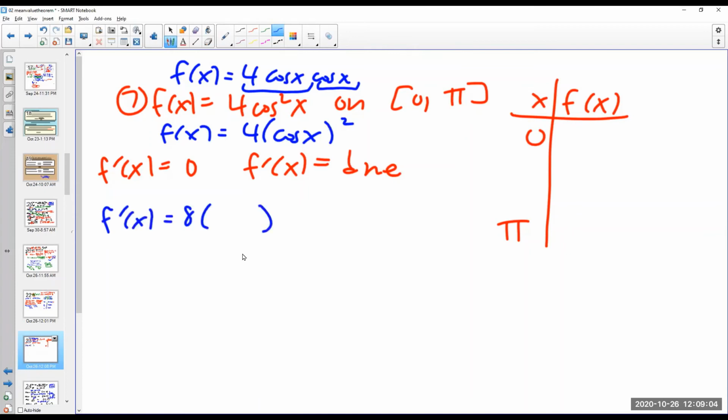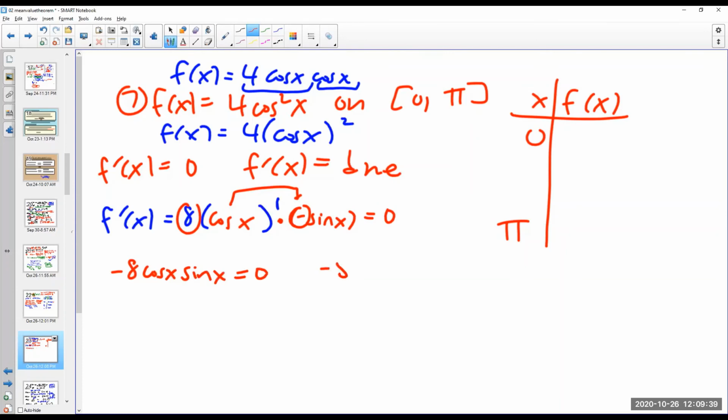Leave the inside alone. Guys, when I say to leave the inside alone, it really means leave it alone, okay? Take the power down by 1, so this is going to be 1. Leave the inside alone. If it's cosine x, leave it as cosine x. Then you multiply by the derivative of cosine x. What's the derivative of cosine x? Negative sine x. All right, so I set this equal to 0 and DNE. So this will be 8 here, and I've got a negative 1 here. Everything's being multiplied together. So it's negative 8 cosine x sine x is equal to 0, and negative 8 cosine x sine x is equal to DNE.